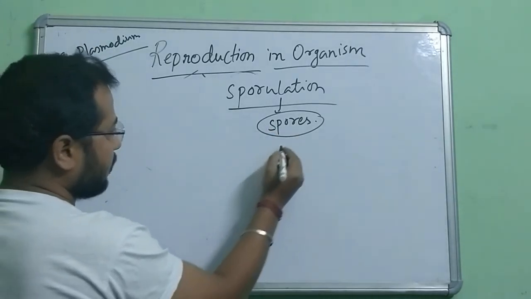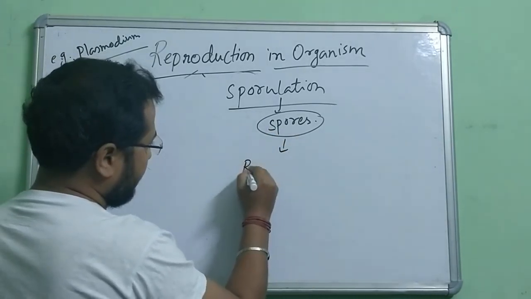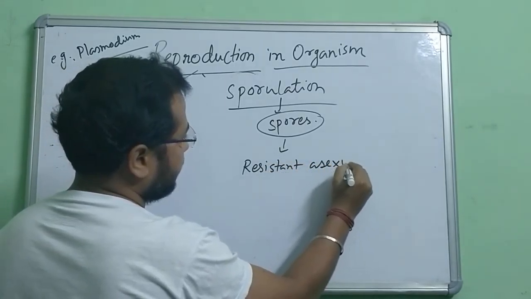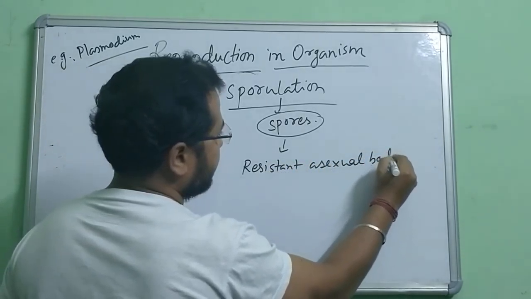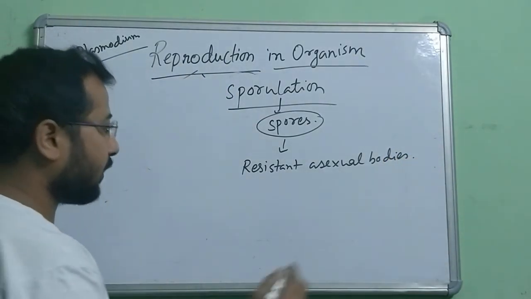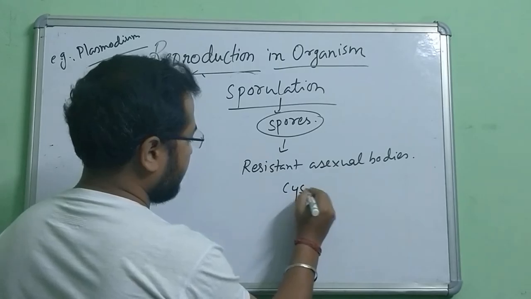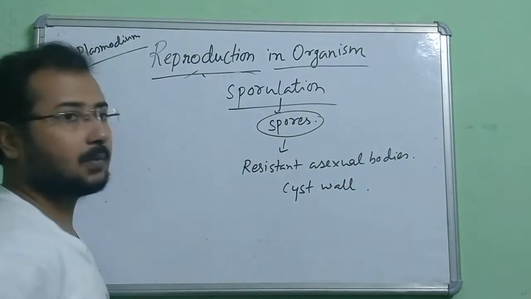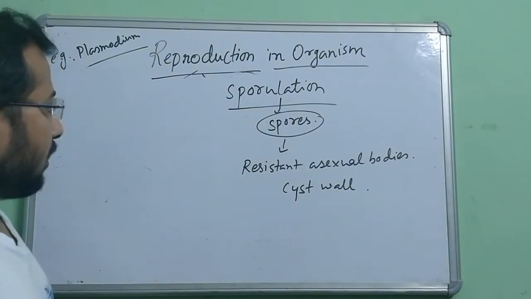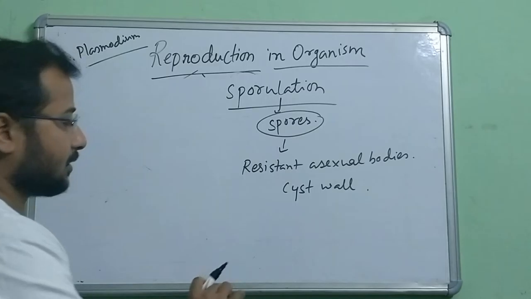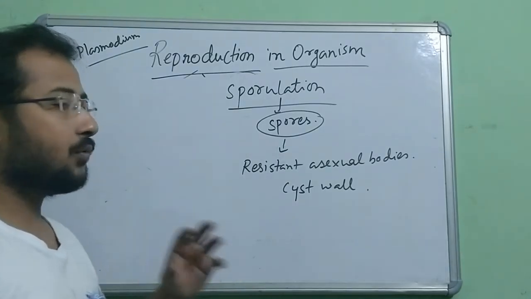The spores are actually nothing but resistant asexual bodies with a cyst wall. Cyst wall means that there is a tough covering over the spores.